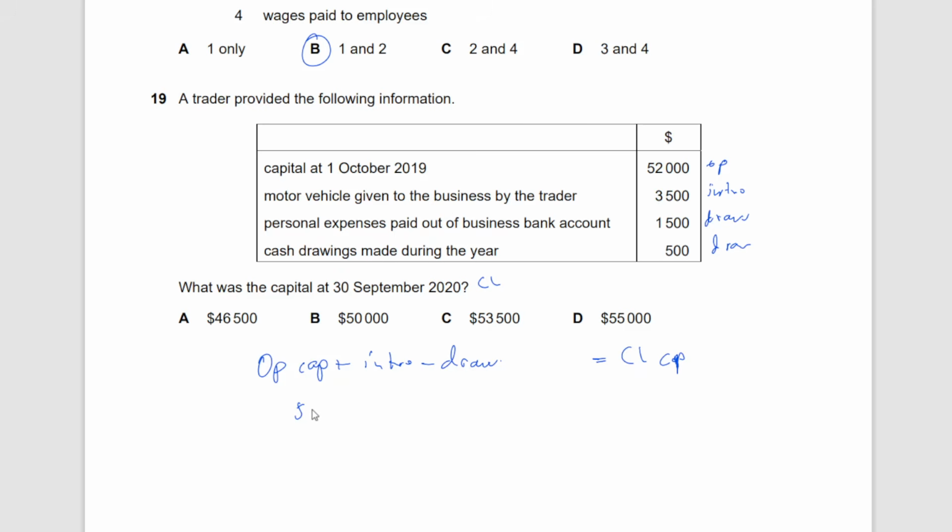So let's plug in our information. 52,000 plus 3,500, capital introduced, minus the drawings of 2,000 equals closing capital, the one they're asking for. So it's 52,000 plus 1,500 overall. That's 53,500, and that's option C.